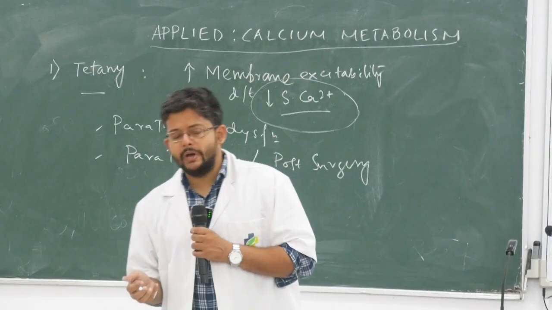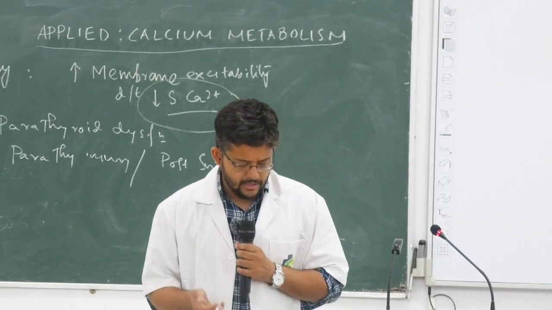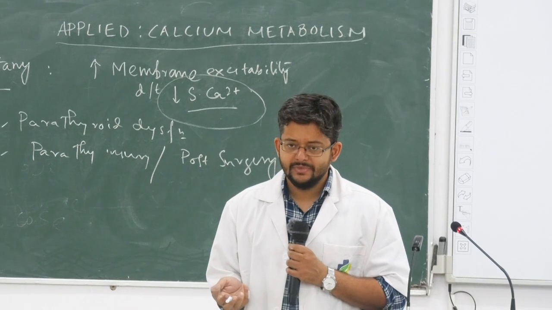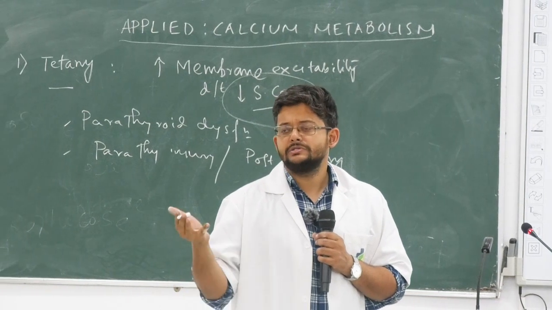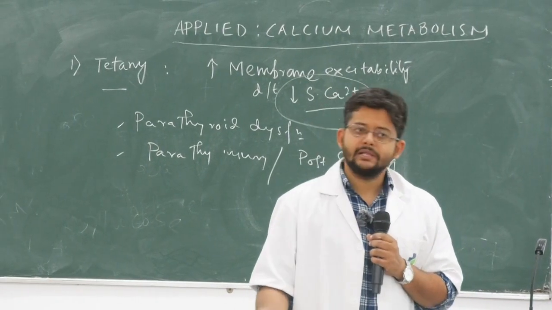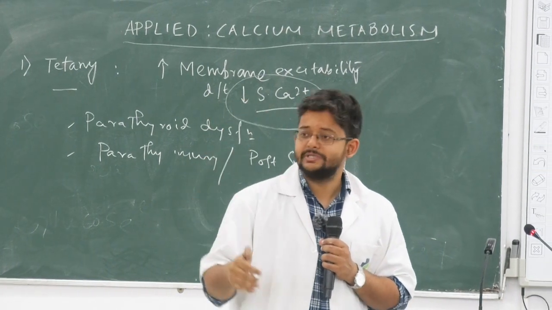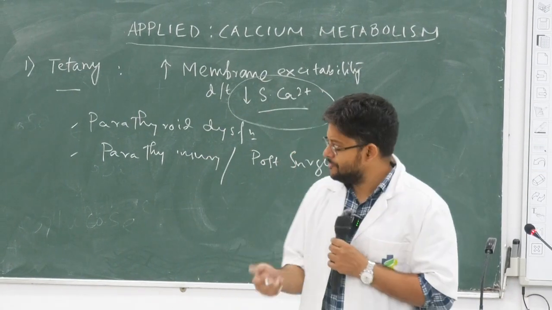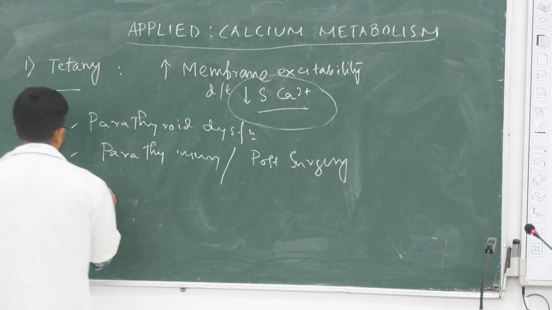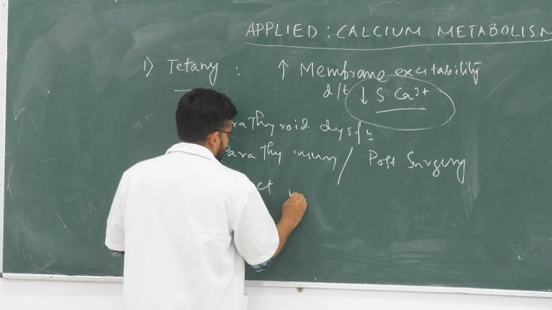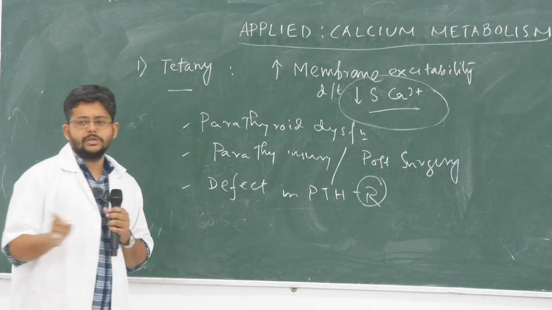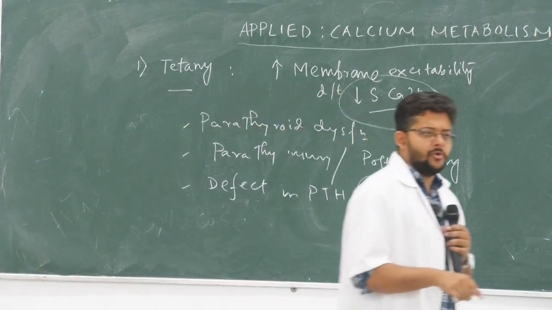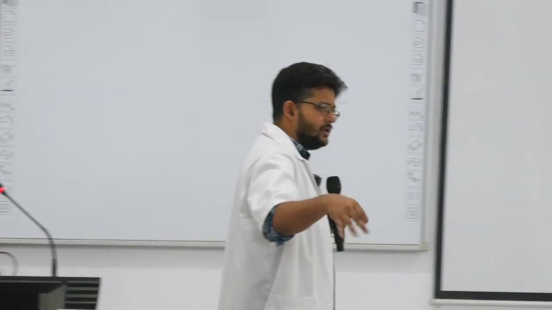There might be some scenario where the parathormone level is normal but the receptors are not working. In that case also we will get a condition where serum calcium will be low. The parathormone level may even be increased, because receptors are not working. So there is a defect in the parathormone receptor. If the receptors are not working properly, even if you increase the hormonal level you will not get the ultimate function. So again this can happen.